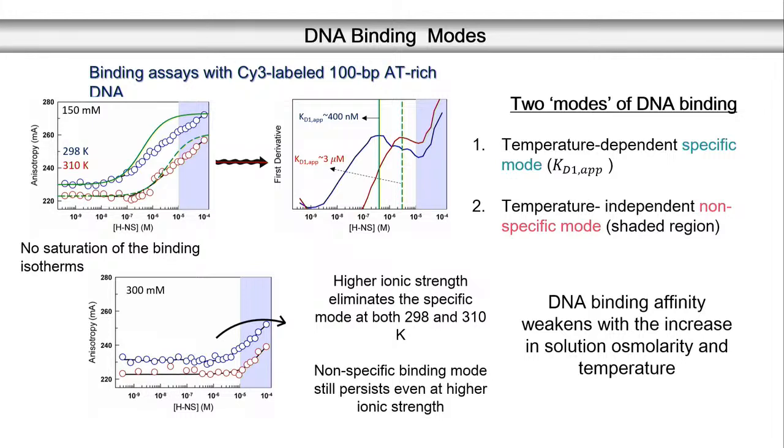So effectively what you see here is that the higher ionic strength eliminates the specific mode, which is the shoulder that you see here, which is not present in this particular range of concentrations, and it's only the non-specific binding that seems to be present, right? So we still are trying to understand at a molecular level what is going on, and what we can clearly say is that the DNA binding affinity weakens with temperature and also with increasing osmolarity.